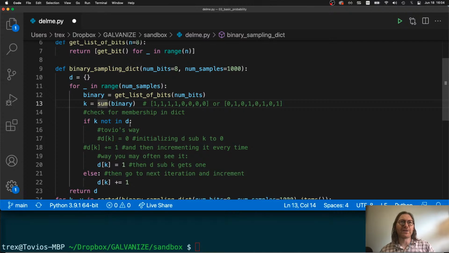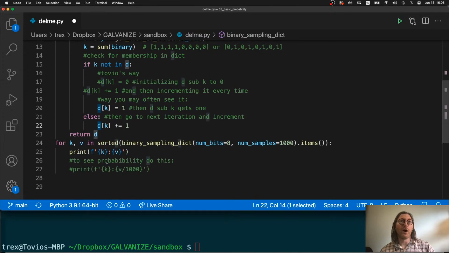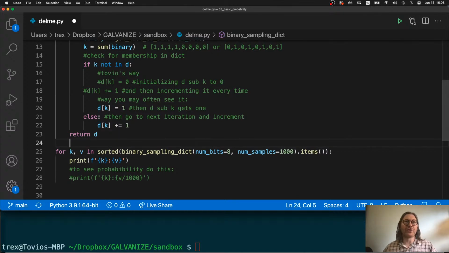And if k is not in the dictionary already as a key, so we're checking to see if k is already a key. I like that this says Tovio's way, because I tend to initialize the key with the value 0 and then increment it by 1. The way that you more often see it is that if it's not in the dictionary, we load it into the dictionary and set the key to 1. If it is in the dictionary, we increment it by 1. So effectively the same logic as the way that I tend to do it.